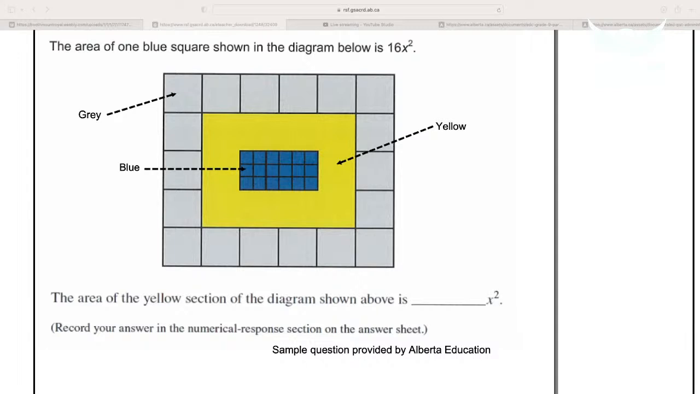Then the yellow area, so this is the total yellow, will be 1728x squared minus 288x squared equals 1440x squared. Okay, so this is the answer.